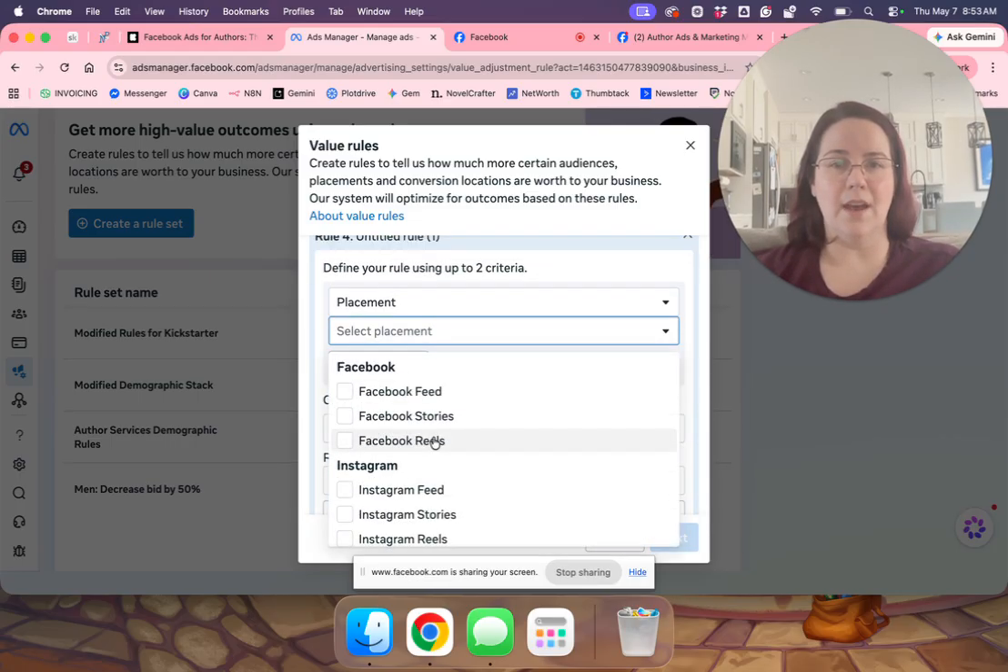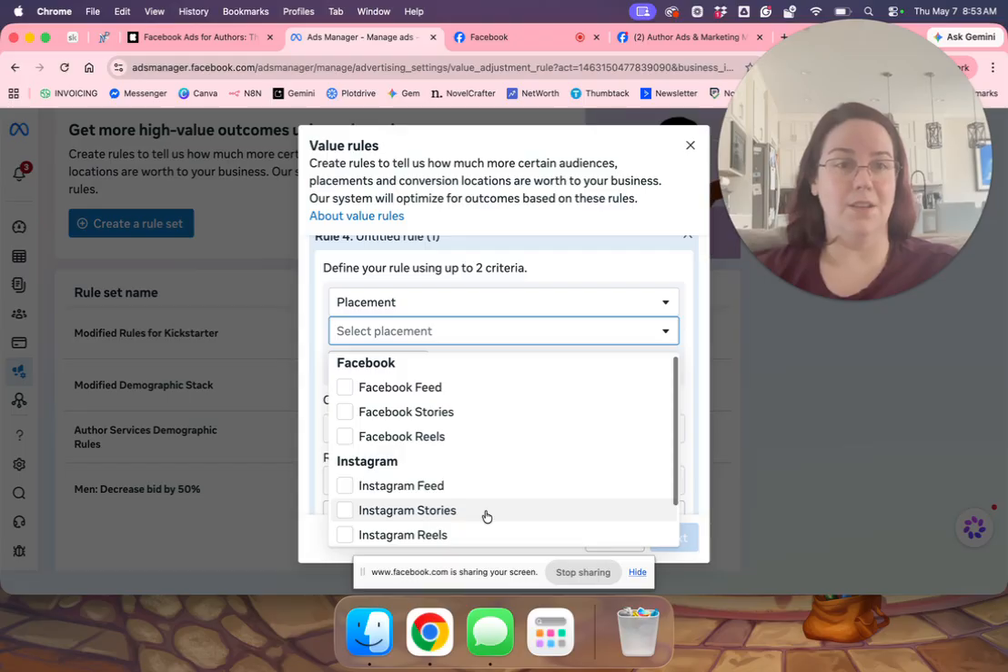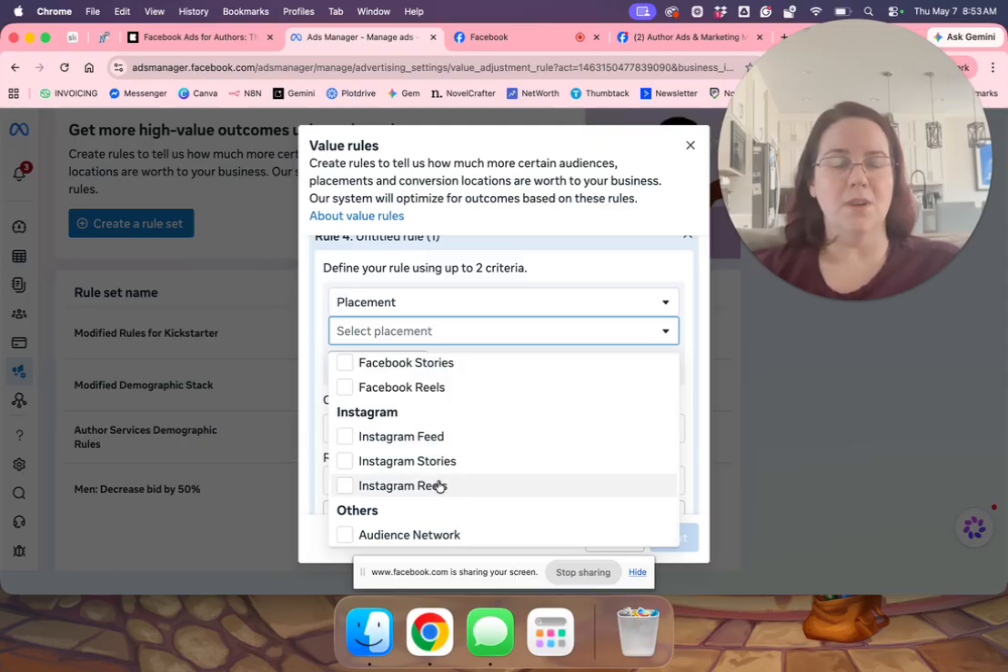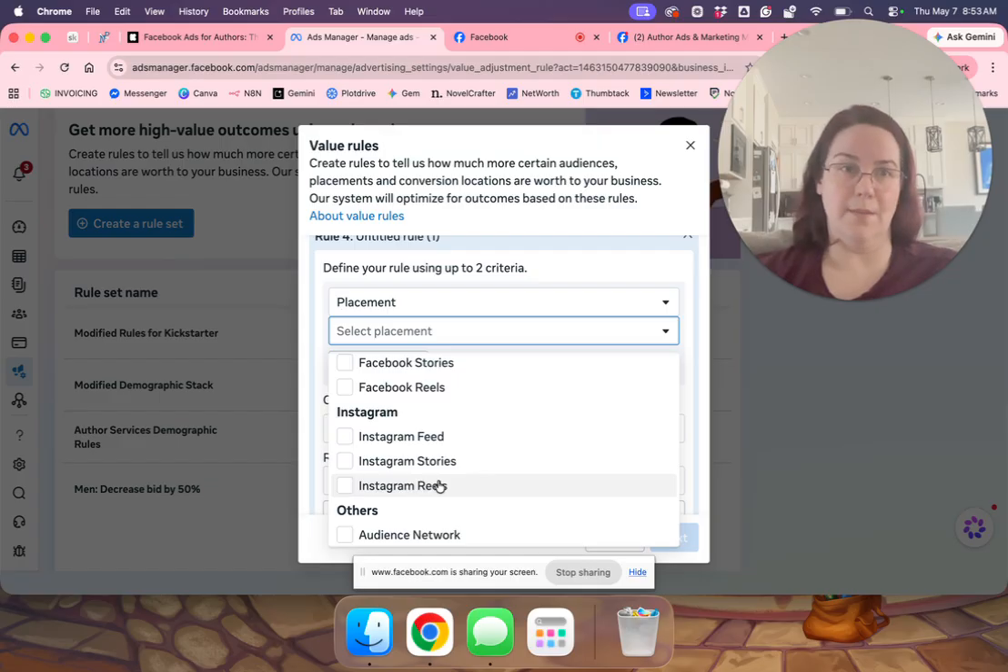I also downbid by placement. So I know that for me and for this campaign that I'm running right now, Facebook feed dominates. So I downbid all the other placements. Usually I downbid stories and reels on both platforms because I know they don't convert as well.